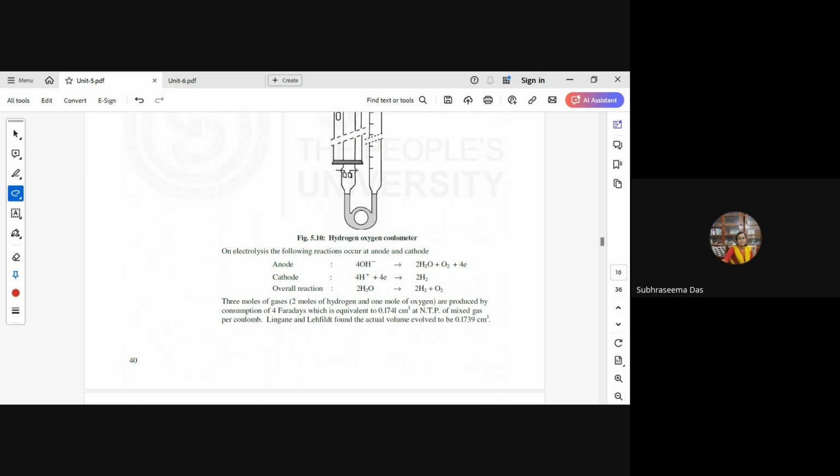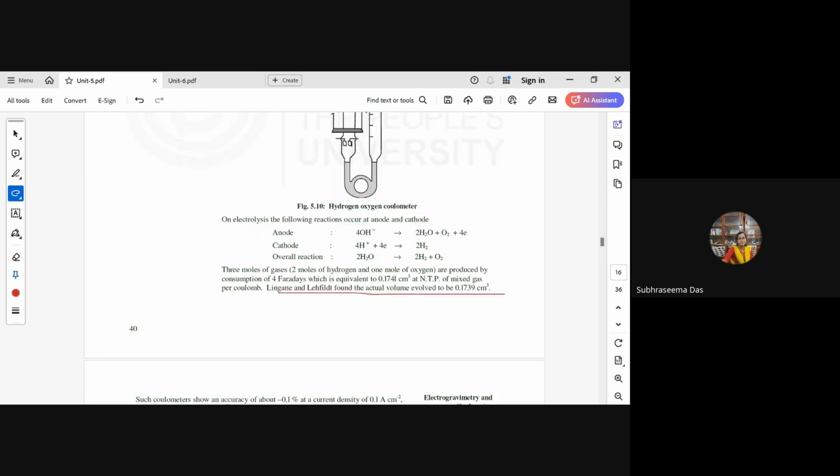On electrolysis, the following reactions occur at the anode and cathode. At the anode, oxygen is liberated, and at the cathode, hydrogen is liberated. The overall reaction is that 3 moles of gases, that is 2 moles of hydrogen and 1 mole of oxygen, are produced by consumption of 4 faradays, which is equivalent to 0.17 centimeter cube at NTP. The actual volume is found to be 0.1739 centimeter cube.